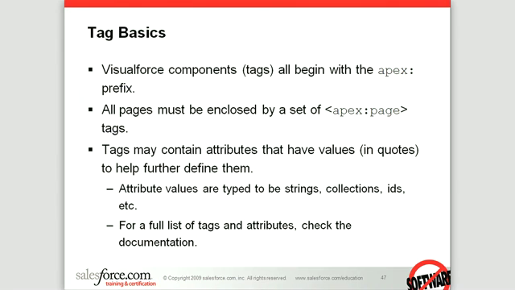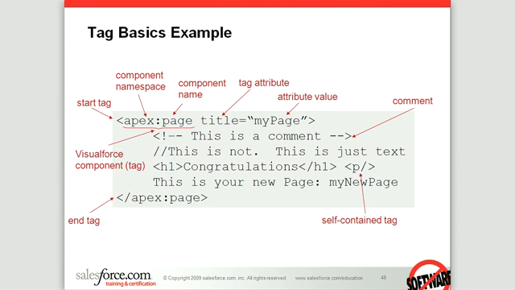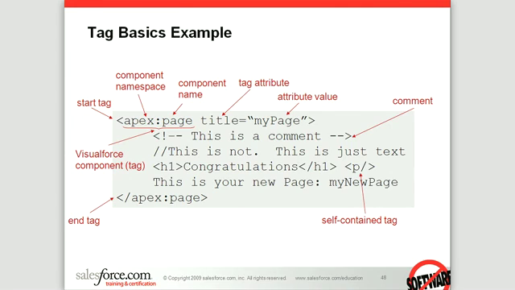Tags are further refined by attributes, just like in HTML. Here are some examples. We have our apex page, which has an attribute. We have a comment, an Apex or Java-oriented comment, and that's simply going to display. Then we have a level 1 header, which is standard HTML, and then we have some text. That text would display. And finally, at the very end, we have our close tag for our page.